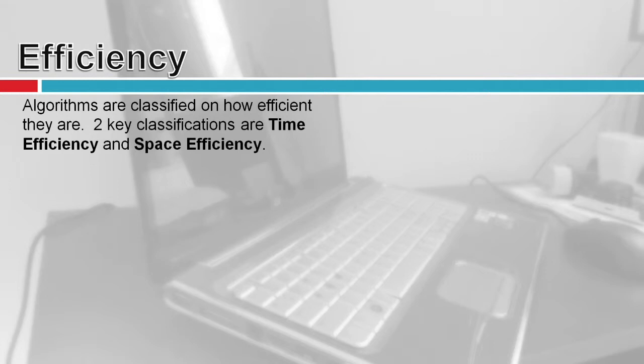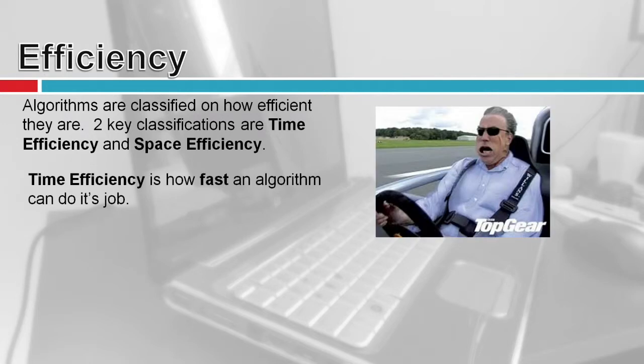Now we can talk about efficiency of algorithms, both search and sorting algorithms. Algorithms are classified on how efficient they are. There are two different key classifications: time efficiency and space efficiency. Time efficiency is how fast an algorithm can do its job. If an algorithm is super fast, then it's more efficient than an algorithm that takes a long time to do.